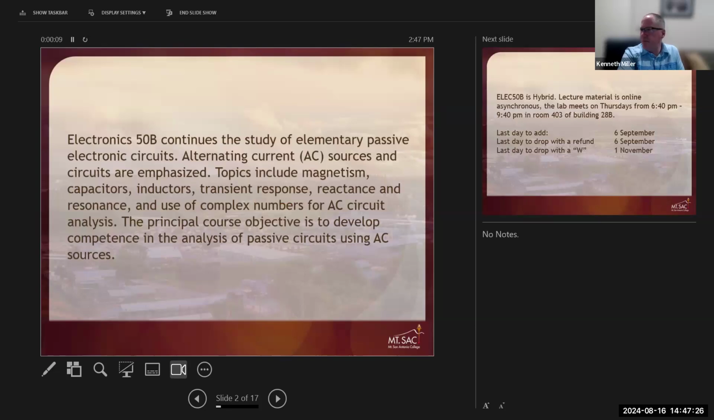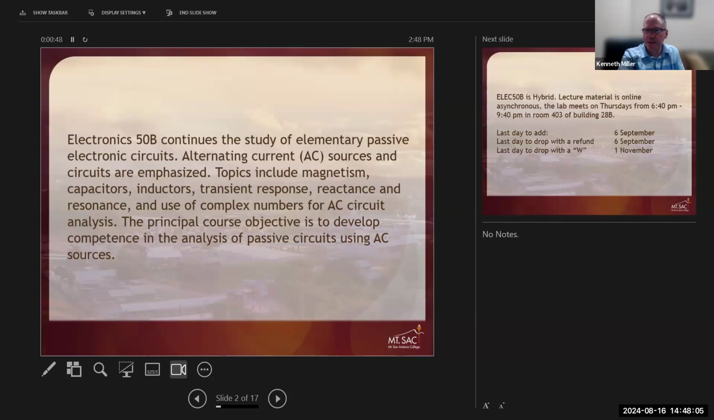ELEC50B is a continuation of ELEC50A. If you have not taken ELEC50A, it is our recommendation as a department that you don't take 50B without having taken ELEC50A or an equivalent course at another college. Some students will try to do both at the same time, and it is really, really difficult. We've learned over the years that it's better to do 50A first, and then 50B.